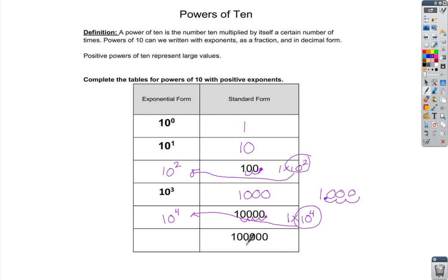Okay, so we are going to count our zeros. So we have 1, 2, 3, 4, 5. It'll be 10 to the 5th power. We can also think about this as 1 times 10. We need to figure out how many places we need to move to make it a number between 1 and 10. 1, 2, 3, 4, 5. So it'll be 10 to the 5th power. This exponent in our scientific notation is telling us our exponential form.